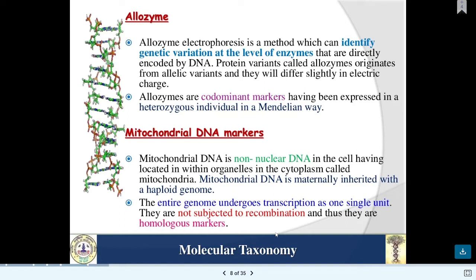But if you see, the ovum already contains maternal mitochondria, so the mother contributes the mitochondria, and ultimately these mitochondria are inherited by all the children. So whatever mitochondria the progeny contains ultimately belong to maternal mitochondrial genes. The entire genome undergoes transcription as one single unit. They are not subjected to recombination and thus they are homologous markers.